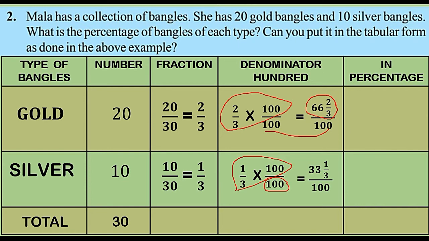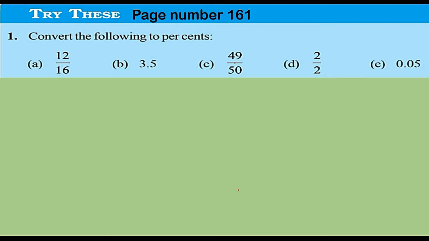Now since we are having the denominator 100, it becomes easy to convert it to percentage. Just write down 66 2 upon 3%. For silver, 33 1 upon 3%. So we have completed question number 2. Let us take next, try these. Try these given on page number 161.